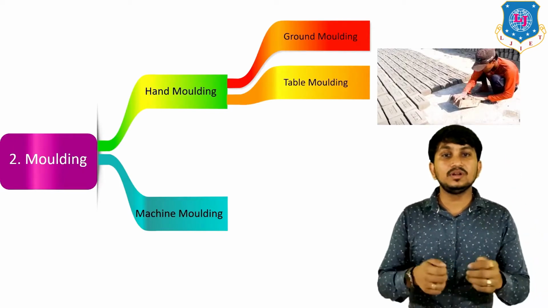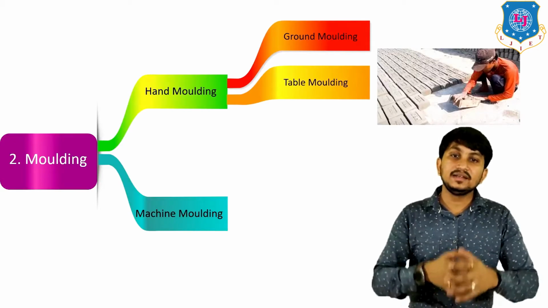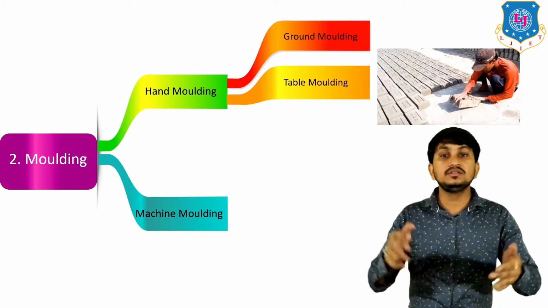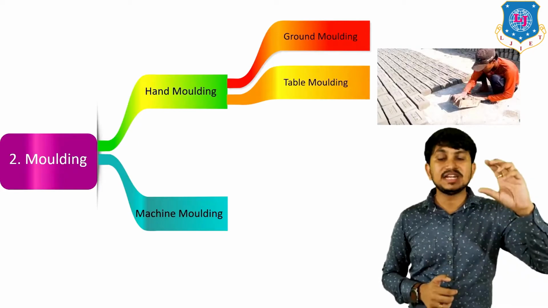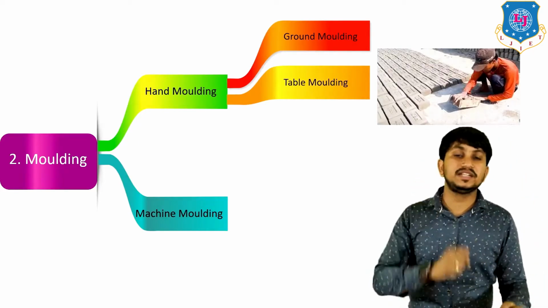In ground molding, the molding process is carried out on the ground, and in table molding, it is carried out on a table. So the finished work in ground molding is comparatively lesser compared to table molding.